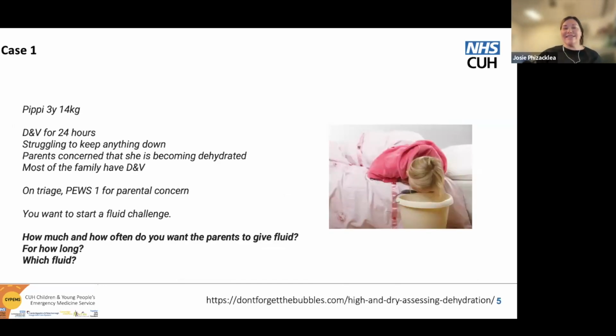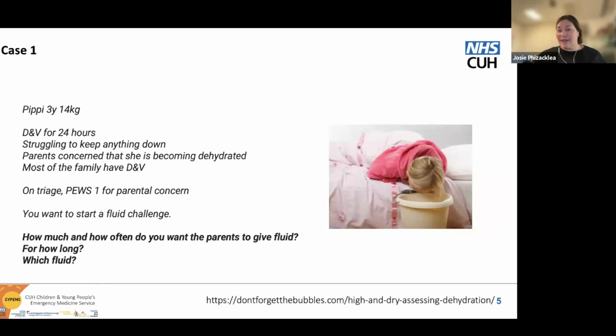The first case is a 3-year-old, Pippa. She's 14 kilos and she's had diarrhoea and vomiting for 24 hours. She's struggling to keep anything down, and the parents are concerned that she's becoming dehydrated. A lot of the family have D&V as well. Her PEWS scores 1 for parental concern, but otherwise her obs are in normal range. And you want to start a fluid challenge.